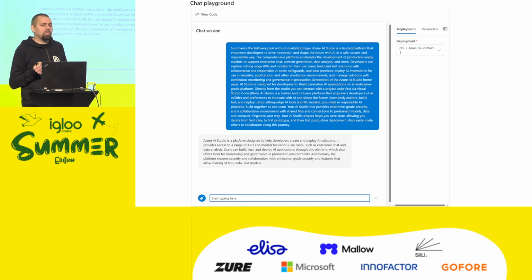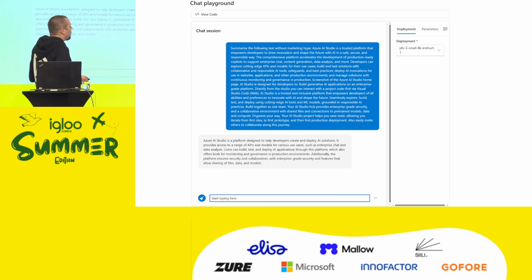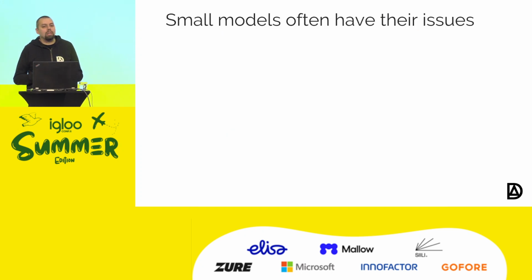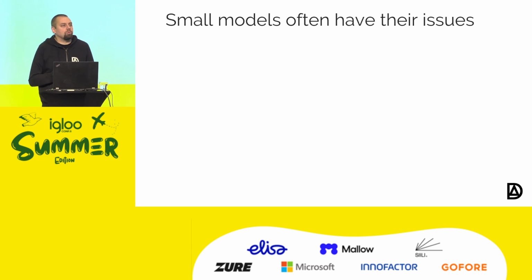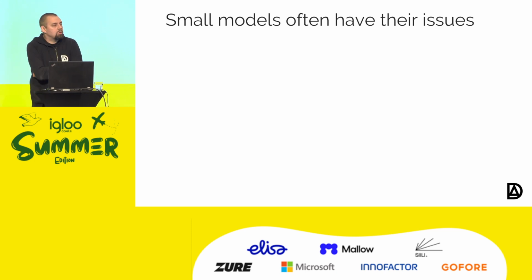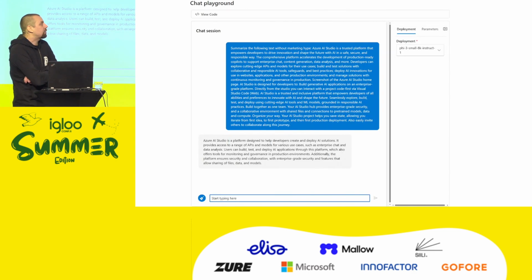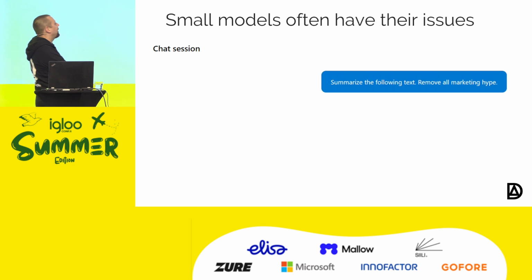Is it going to be cheaper at $5 an hour? Maybe, if I use enough of it. So these are kind of the things I'm going to have to think about. Also, what I'm going to have to think about is that these small models, they often have their issues. And we're going to come down to AI testing and these things a bit later on in the presentation. When I tried to do the previous test, this one, I actually failed because I didn't remember that I can't have a line feed in the input box. So I only submitted this. Summarize the following text, remove all marketing hype. What was the response I got?